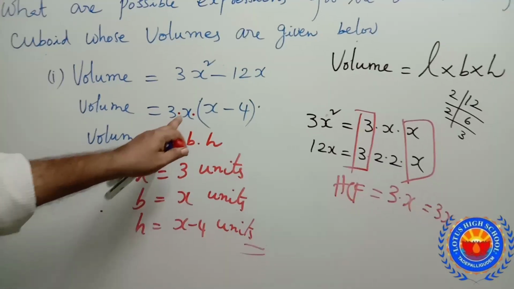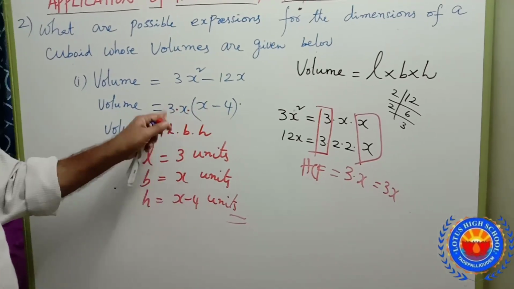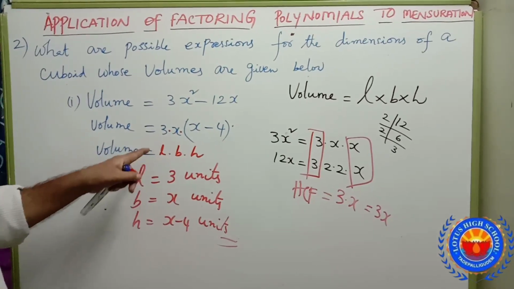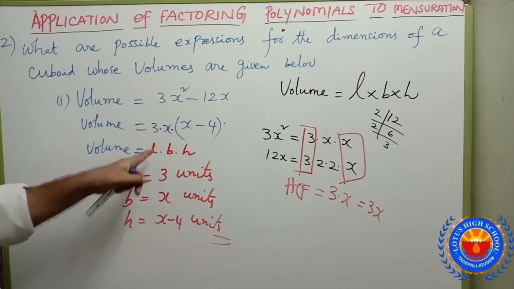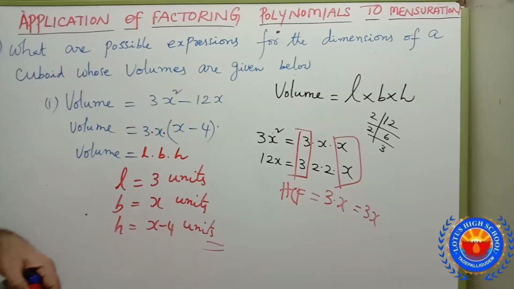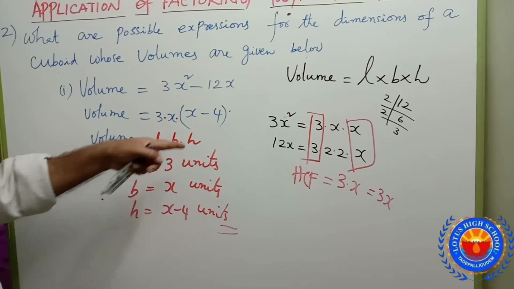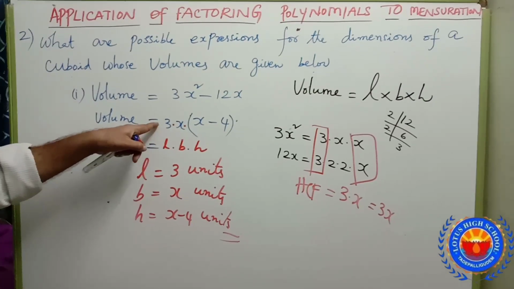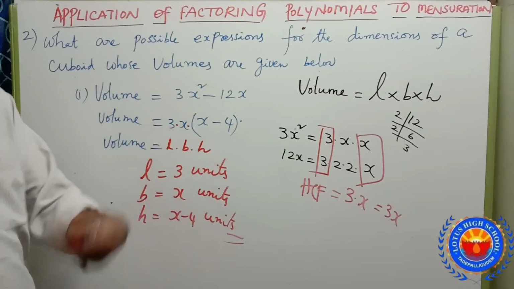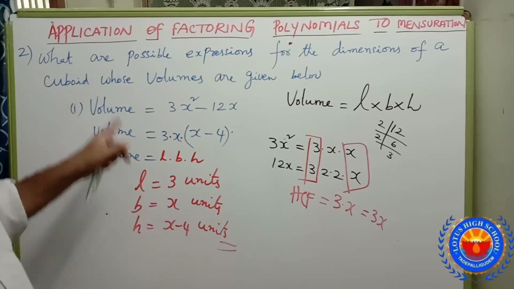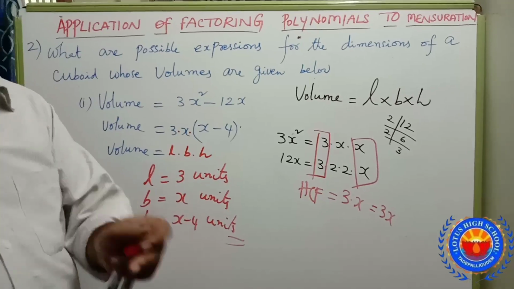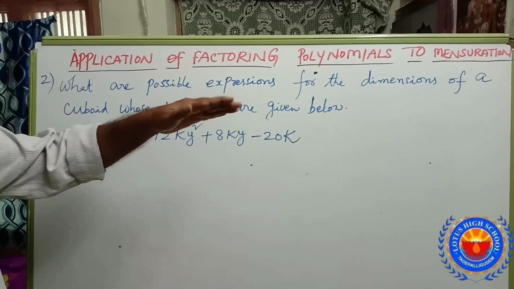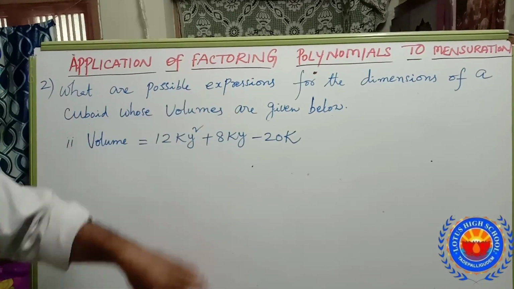Otherwise, this is length, this is breadth, this is height. Ever wish, all the answers are correct. One student has written length is equal to 3, breadth is equal to x, and height is equal to x minus 4. One student has written length is equal to x minus 4, breadth is equal to 3, and height is equal to x. Even then, any answer is no problem. So the answer 3 into x minus 4 is pakka. This is the answer. Okay, what are the possible expressions for the dimensions of a cuboid whose volumes are given?